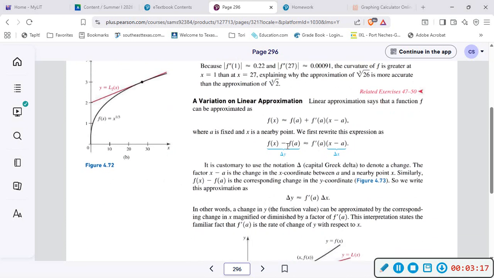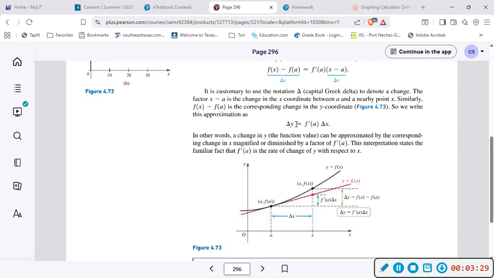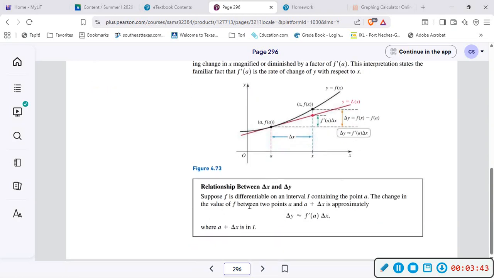And then we have a variation of the linear approximation. We're going to introduce delta y and delta x. We also say change in y, change in x. So here is a simplified condition. The change in y can be approximated by the slope times the change in the two x values. And then you get to see some examples of that.